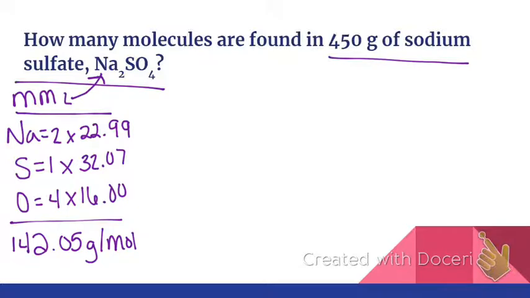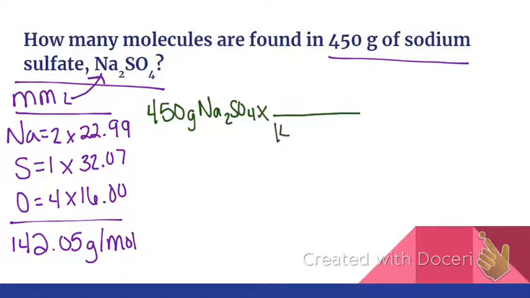So we can go ahead and start setting up the problem. So I can take my given of 450 grams of the Na2SO4. Because I'm starting with mass, grams, that 142.05 will need to go in the bottom, and 1 mole would be the top portion of my conversion factor. So the last piece needed to solve this calculation then is we need to make sure that moles can cancel out, and we need to convert to molecules.